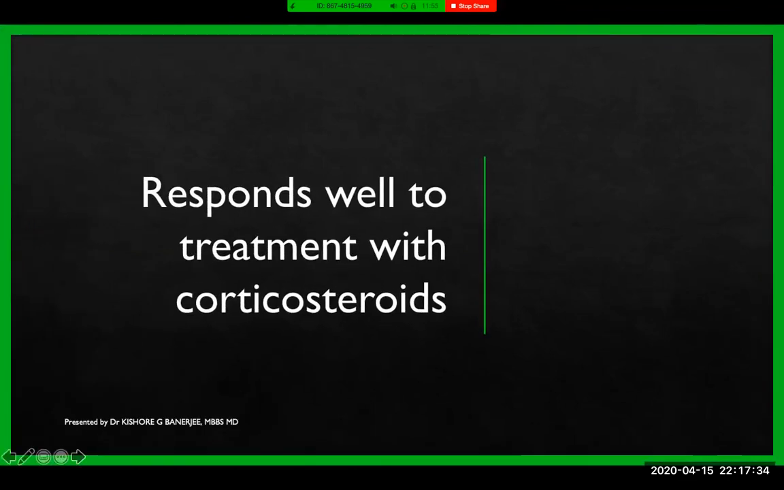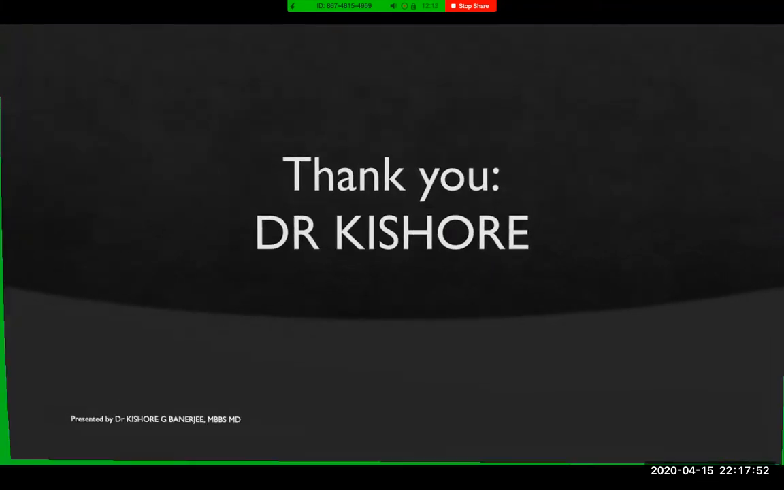It responds well to treatment with corticosteroids, as I mentioned. In most cases, a short course of corticosteroids would cause remission, relieving the features of the patient. But in some patients, the proteinuria and other things could come back.